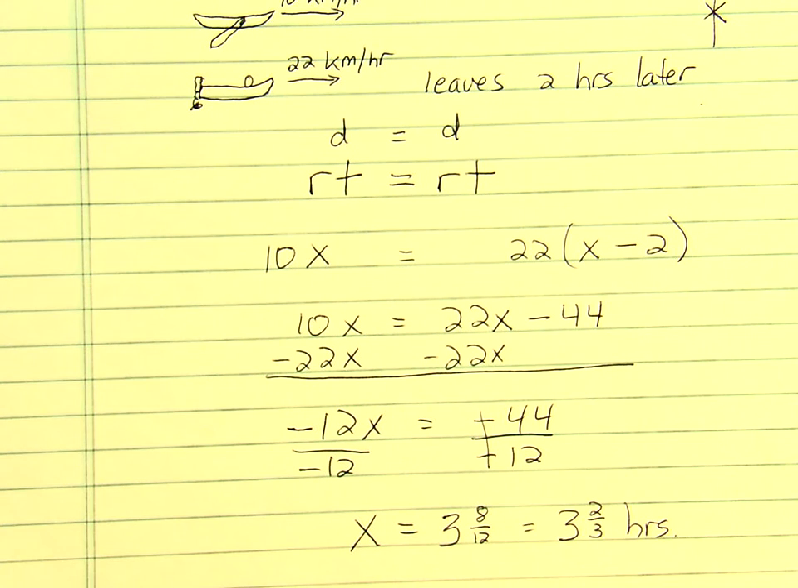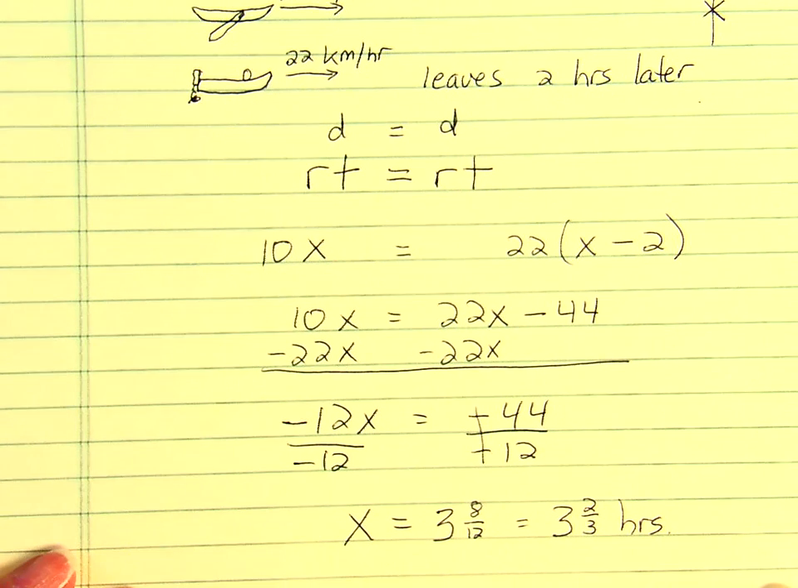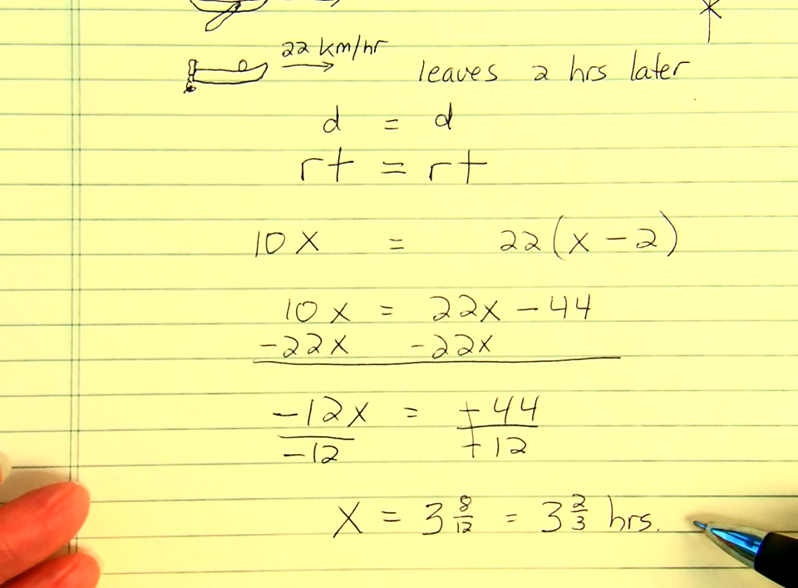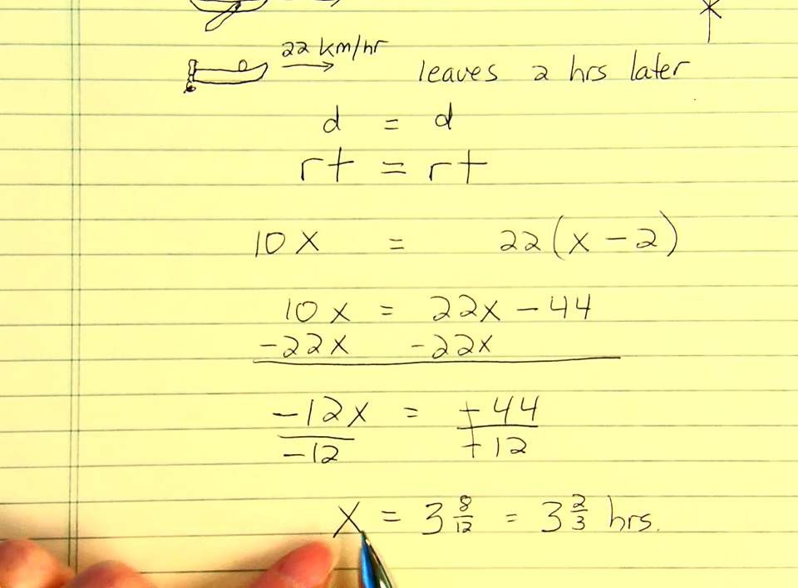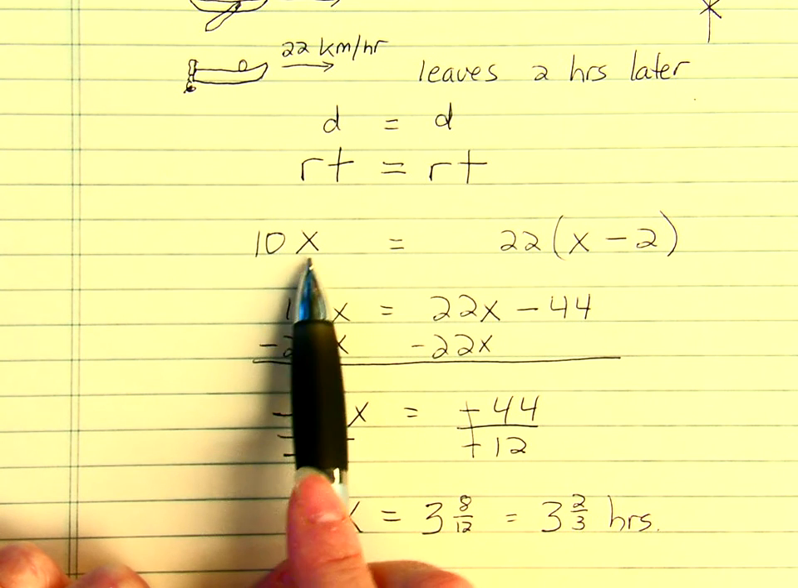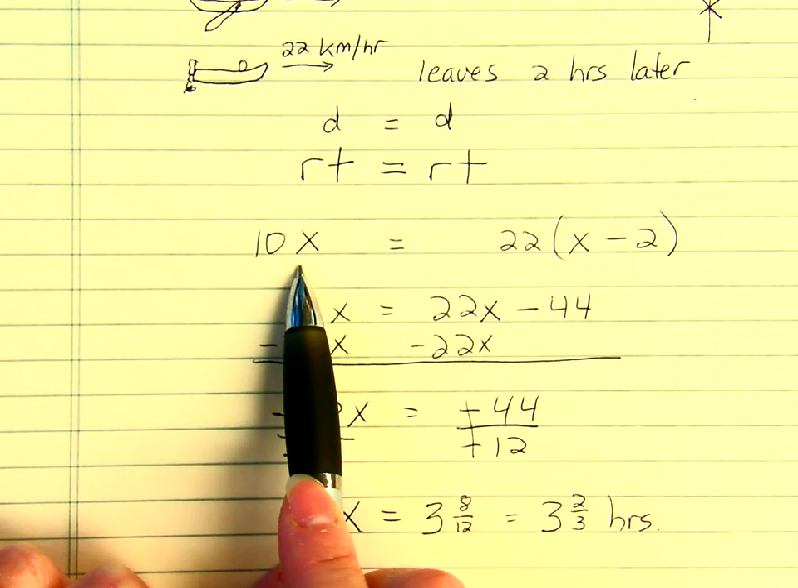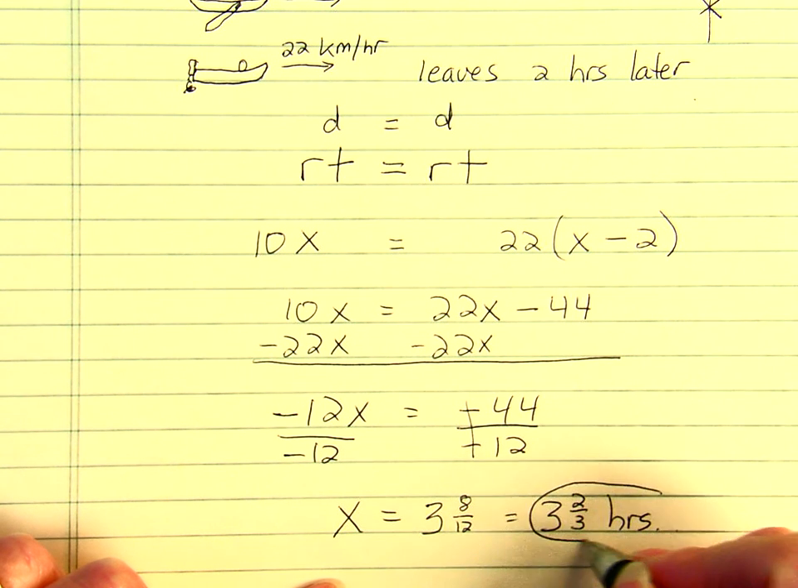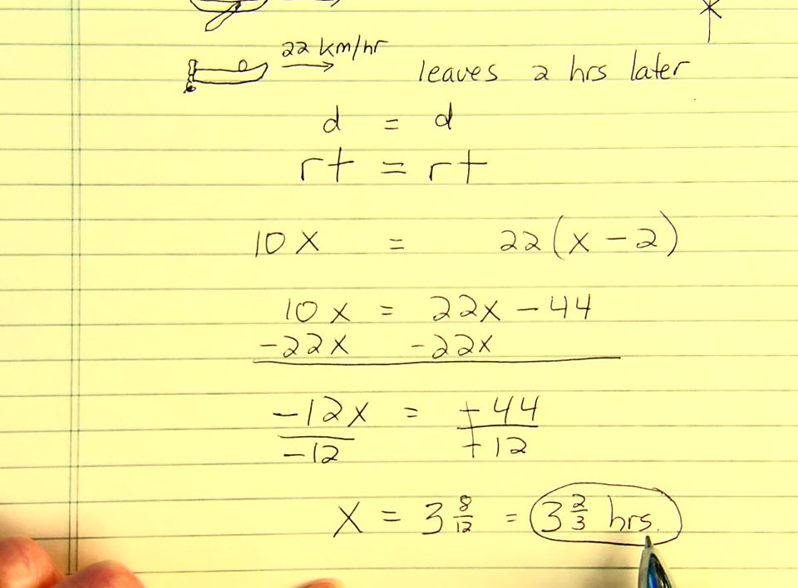Now, let's go back to our original question. The question is, how long after the canoe left the campsite did the motorboat catch up with it? Does this answer our question? Yes, it took 3 2/3 hours, because my x is related to the speed of my canoe. So after 3 2/3 hours, that is how long the canoe traveled.